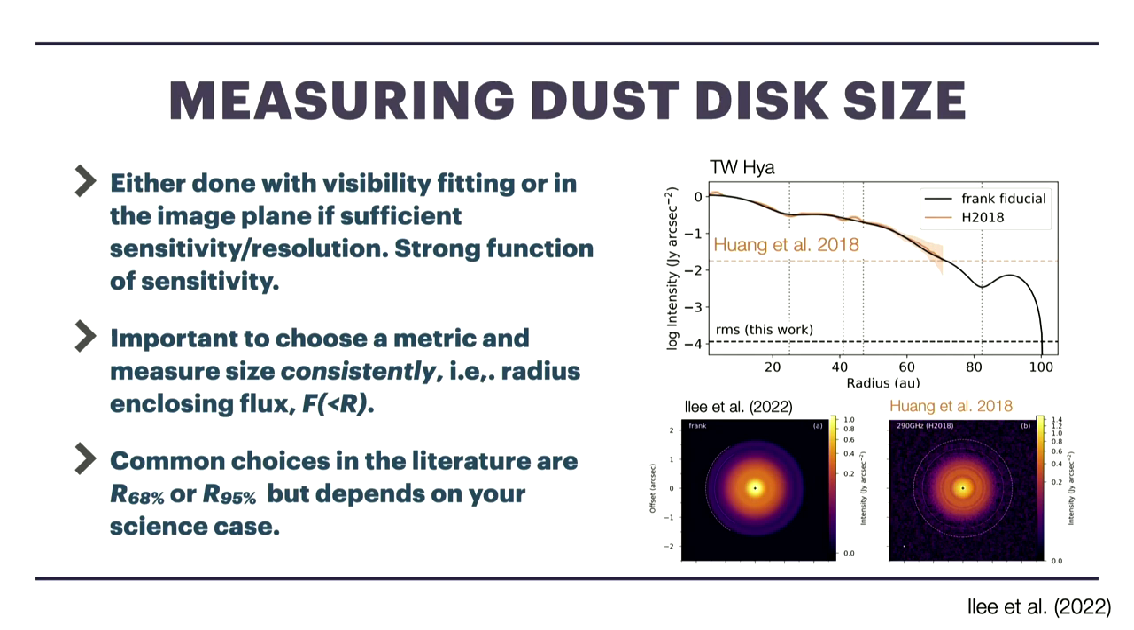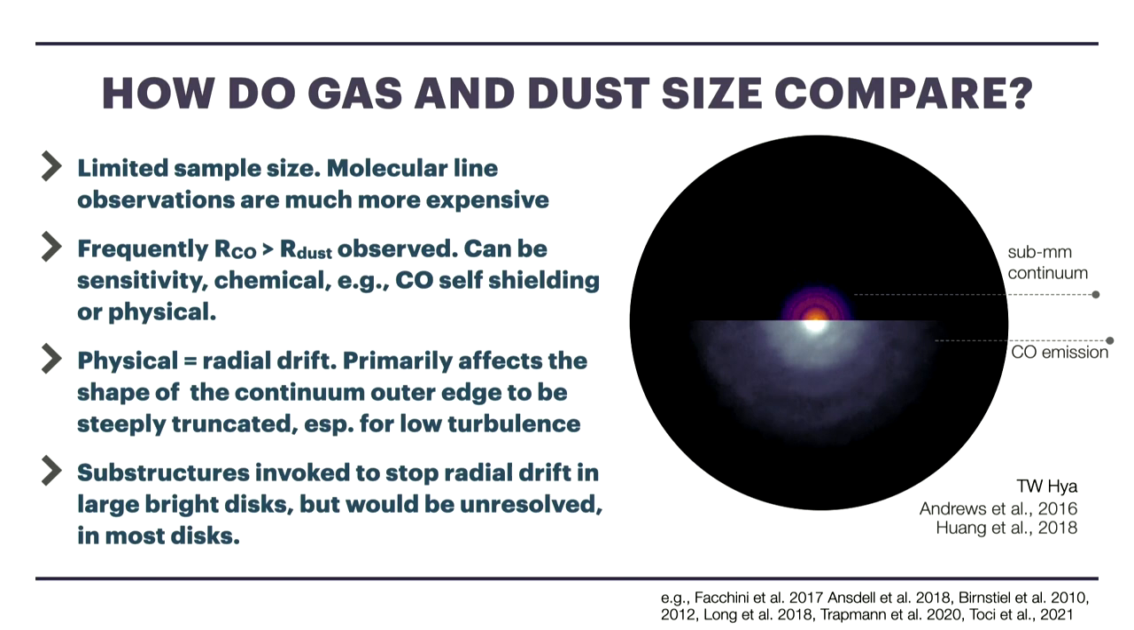All right, so how do they compare? How do the dust radii and the gas radii stack up? Well, sadly, we don't have a whole lot of examples of extremely deep gas observations because they're so much more expensive than the dust. On the whole, CO radii appear to be typically larger than the dust radii, but this could be, again, an effect of sensitivity, on both the gas and the dust side. It could be chemical, as CO could be destroyed from the outside through self-shielding, or it could be physical: dust grains could be drifting closer to the star. So before you immediately conclude that it's all drifting dust grains, note that this will affect in predictable ways the shape of the outer continuum edge, making it steeply truncated, and that's especially true for low turbulence disks.